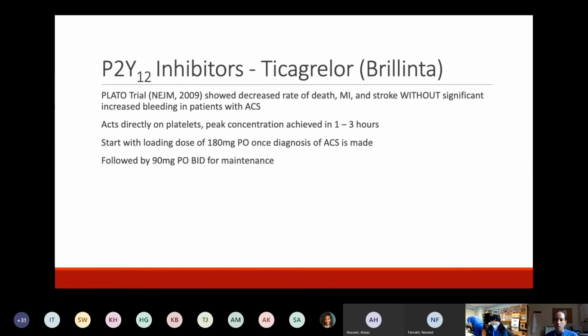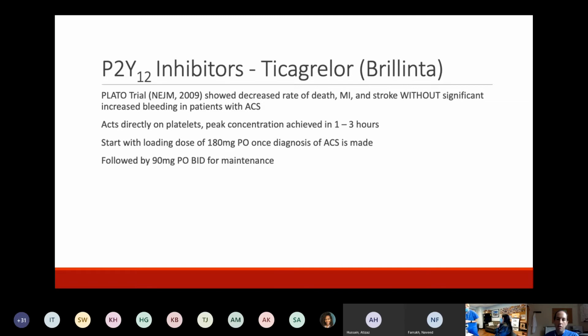We are using a lot of ticagrelor now, which is Brilinta. Its study was called the PLATO trial, which came out about 10 years ago. It showed a decreased rate of death, MI, and stroke in people having an MI without worsening bleeding. It functions directly and doesn't need to be metabolized at all. You get peak concentration in 1 to 3 hours, but within a couple of minutes you start to get some functional platelet inhibition. The loading dose is 180 milligrams once, and you want to give that as soon as the diagnosis of ACS is made.